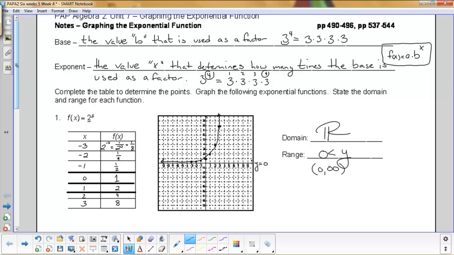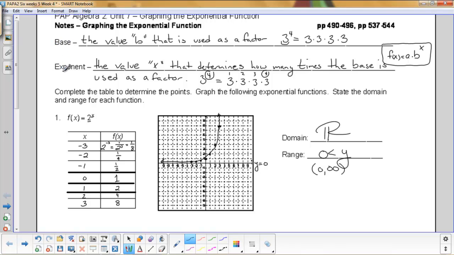Welcome to Unit 7. We're going to begin by filling in some definitions here. We're going to start with the exponential function, and then we're going to talk about the logarithmic function tomorrow and how they're related to one another. The beginning we need to start with is what parts are the exponential function.